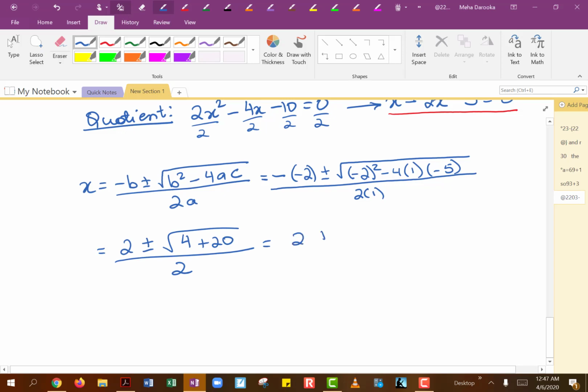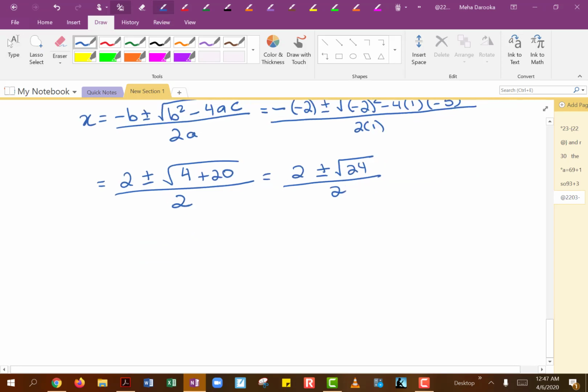So you end up getting 2 plus or minus the square root of 24 over 2, right? And then the square root of 24, you can write 24 as 4 times 6. The square root of 4 is 2. 6 will continue to stay inside. So I'm actually going to write this as 2 plus or minus 2 square root of 6 over 2.